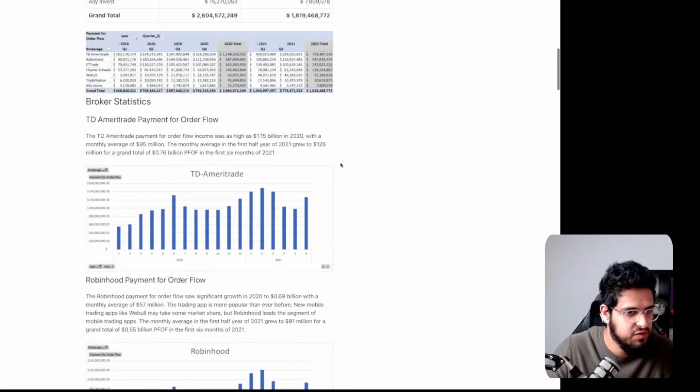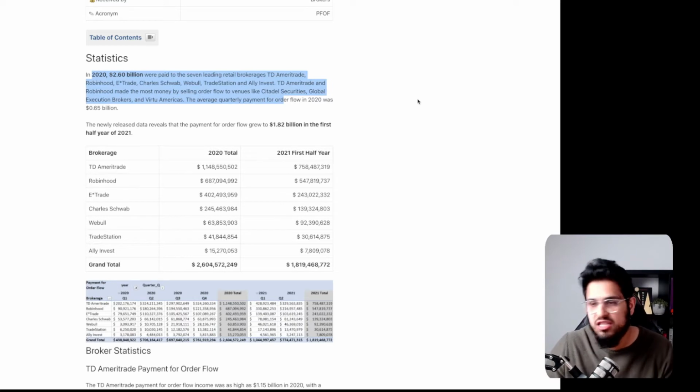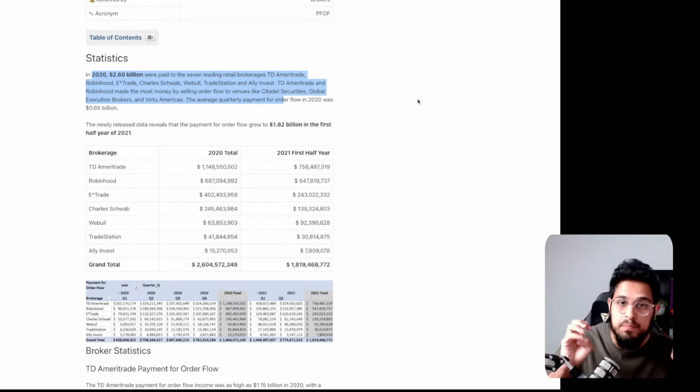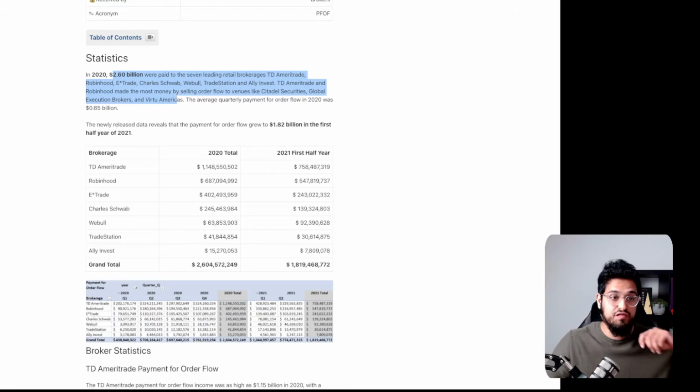And if we go slightly up, we can see how much the brokerages are using payment for order flow. So in 2020, 2.6 billion were paid to the 7 leading retail brokerages, Robinhood. So there we go. You can see the headline figure in 2020 of we saved 3.57 billion for retail customers, while 2.6 billion was sent just in payment for order flow fees to the brokerages. So we can only imagine what the venues are making from this.